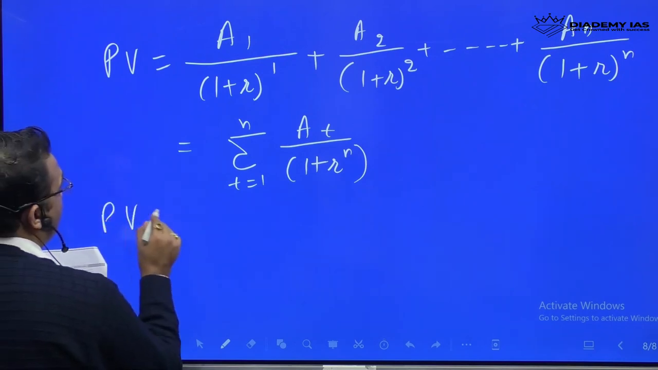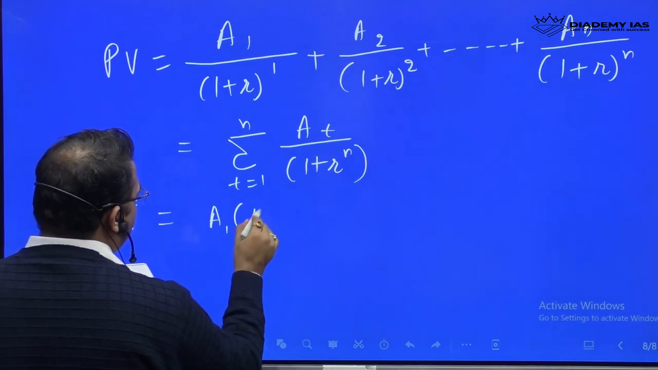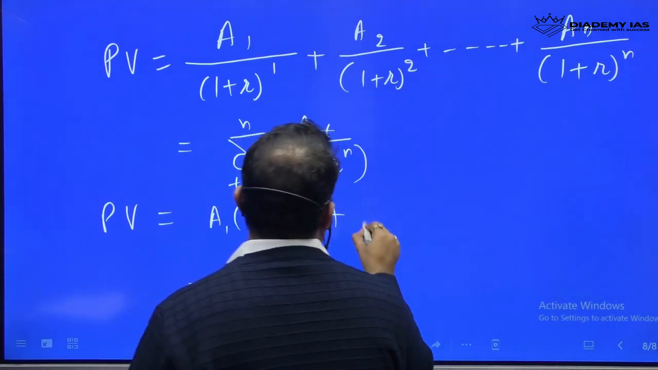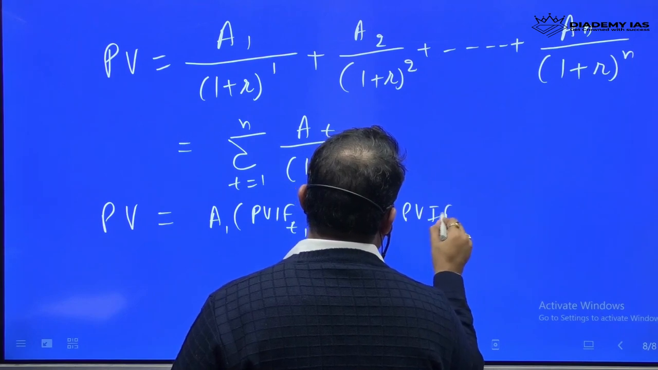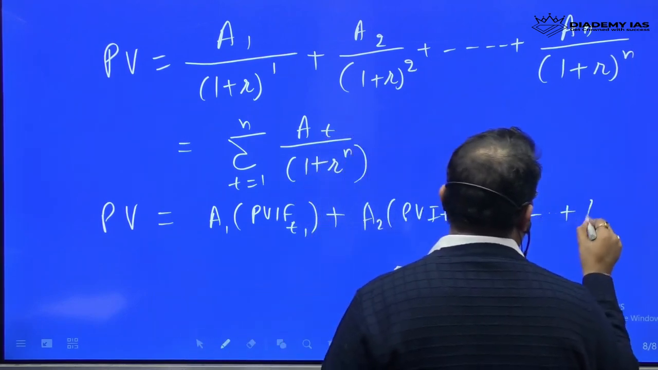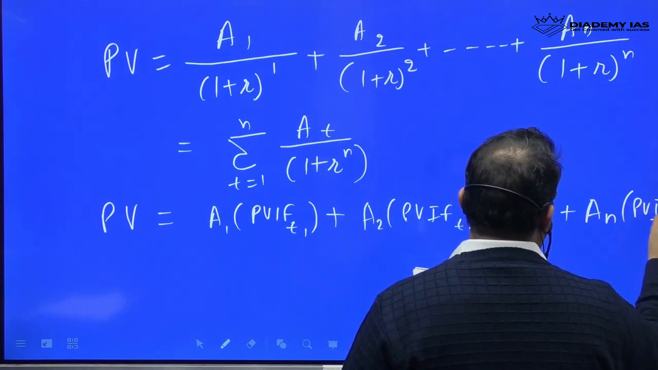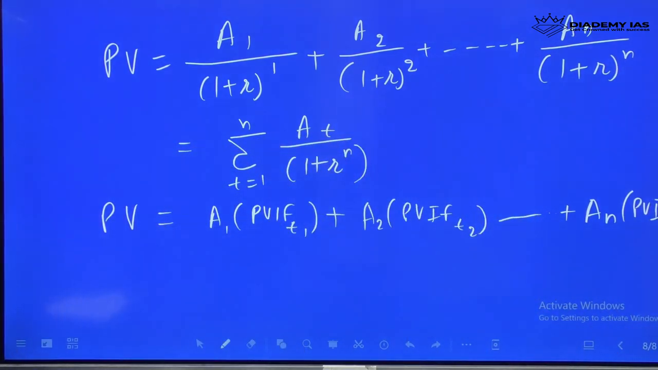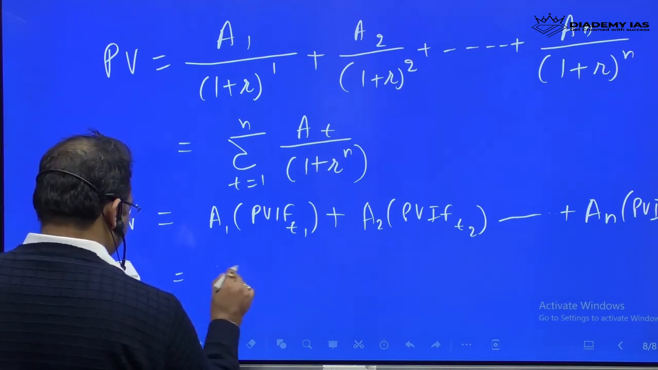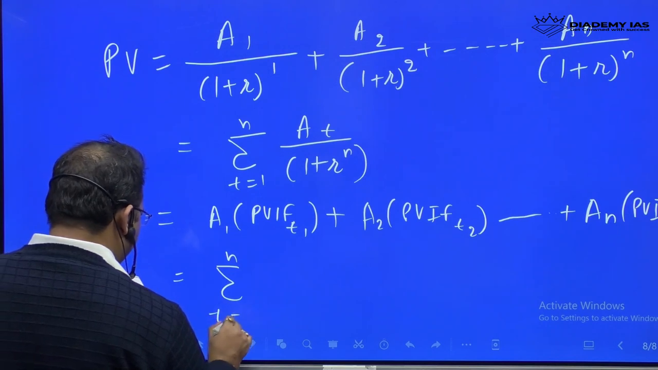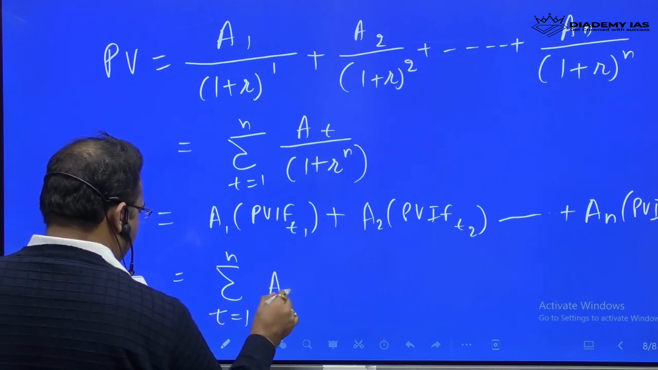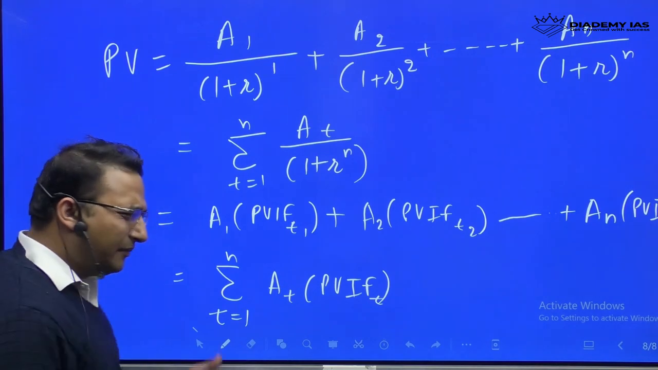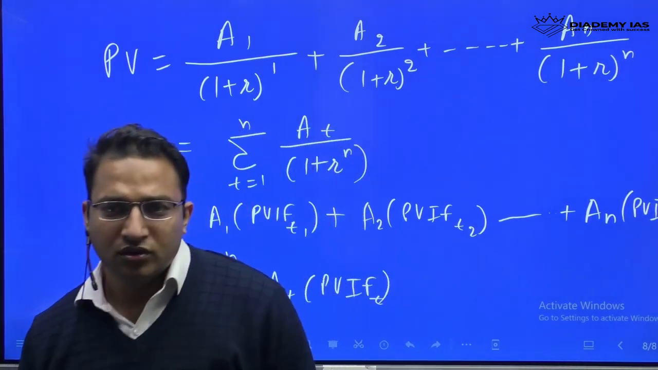Or A1 multiplied by present value interest factor for t1, plus A2 present value interest factor for t2, like this till An present value interest factor for tn. This is for understanding only. In exam they will not ask, but only for understanding. Exam may not require it. I told you, you will not get the time also, neither are they expecting you.